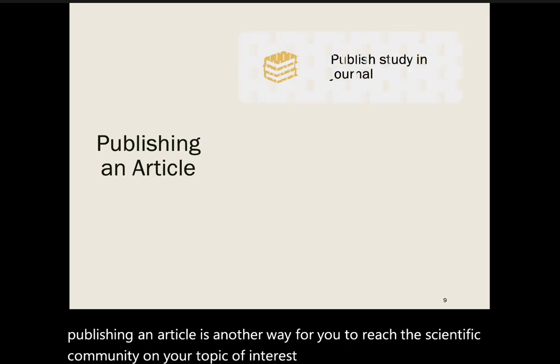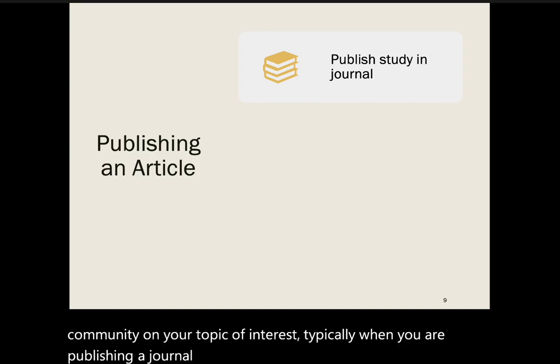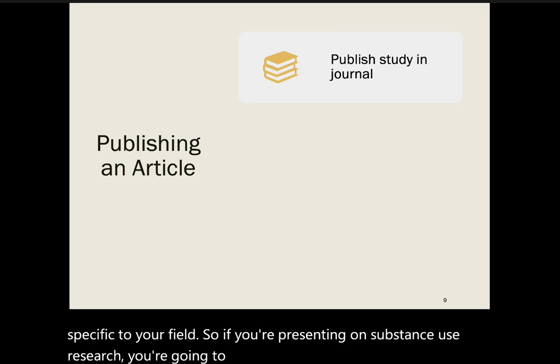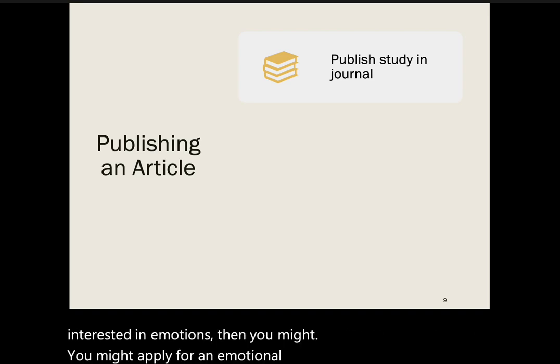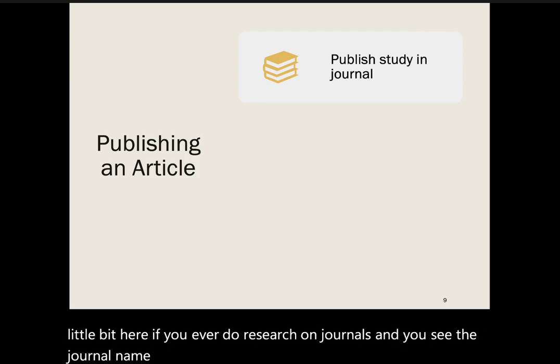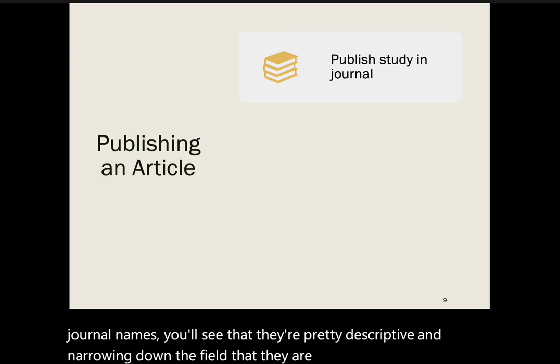Typically, when you are publishing, you are going to publish to a journal that is specific to your field. So if you're presenting on substance use research, you're going to submit to substance use journals. If you're interested in emotions, then you might apply to an emotion journal. You'll see what I mean a little bit here. If you ever do research on journals and you see the journal names, you'll see that they're pretty descriptive in narrowing down the field that they are really focused on.